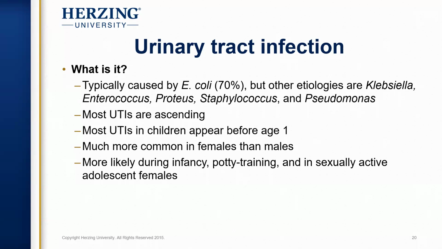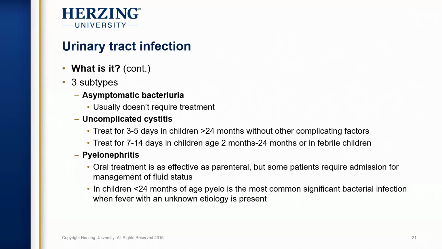Let's see, it's much more common in females than males, more likely during infancy or potty training or in sexually active adolescent females. So I kind of touched on this a minute ago, but there are 3 subtypes of UTI. You could have asymptomatic bacteriuria, which means there's presence of bacteria in the urine. Like if you did a UA, you'll see some bugs, but the patient has no symptoms. So in that case, you actually don't have to treat. If they're your typical patient who is otherwise healthy, not a baby, then we don't have to treat.